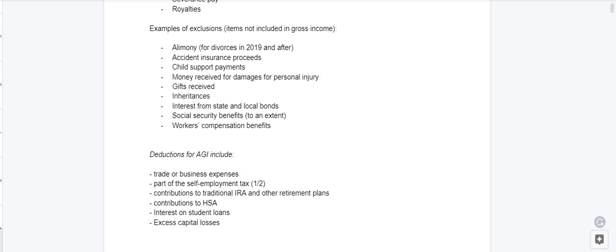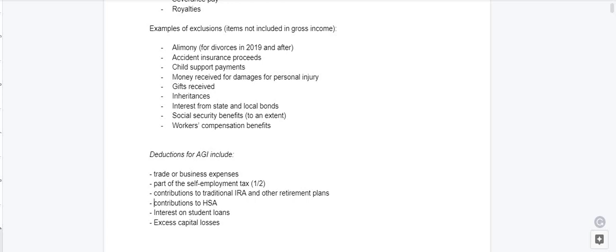Contributions to an HSA, this is also referred to as a health savings account. Now this is a specific type of account the government has created to sort of incentivize taxpayers to create an HSA and look out for their own health by allowing all contributions to an HSA as a deduction.